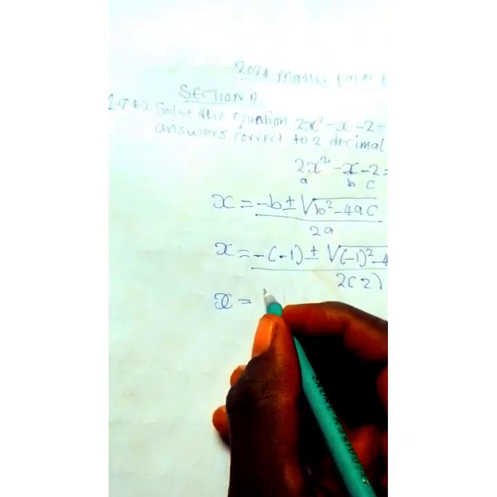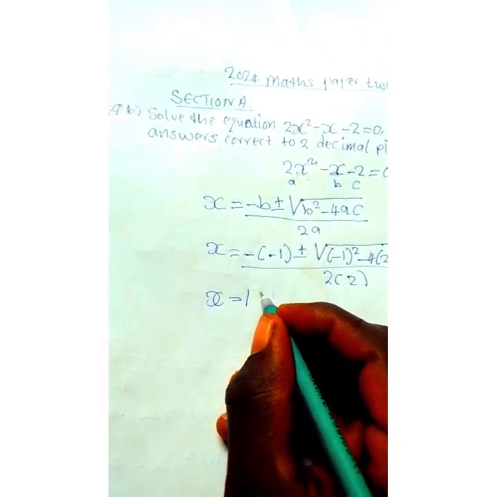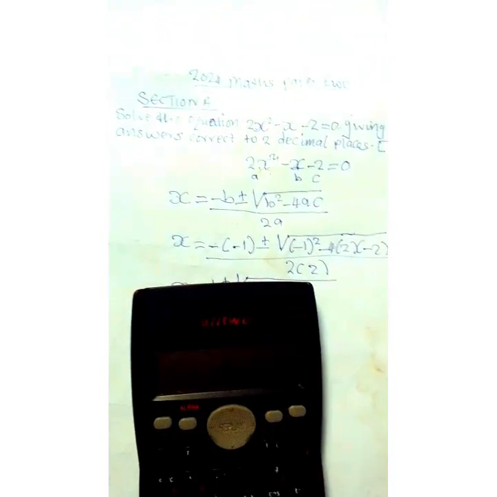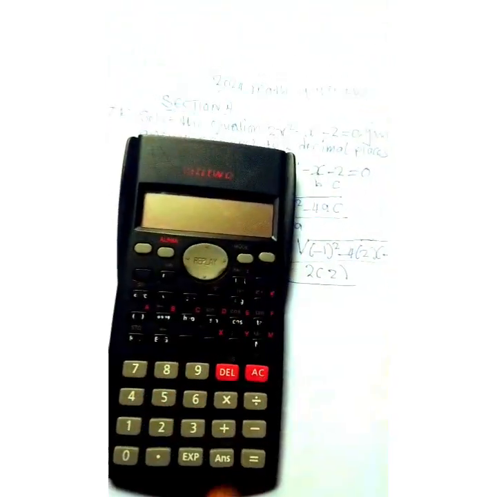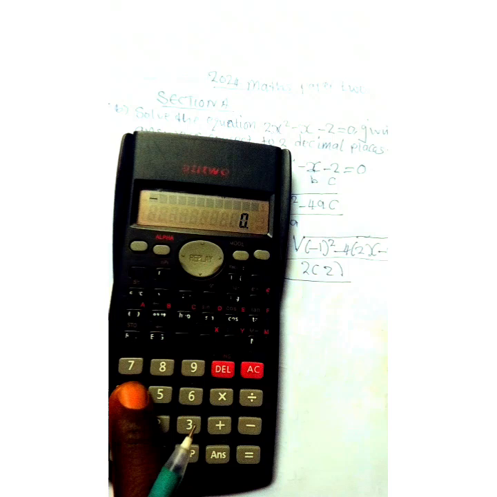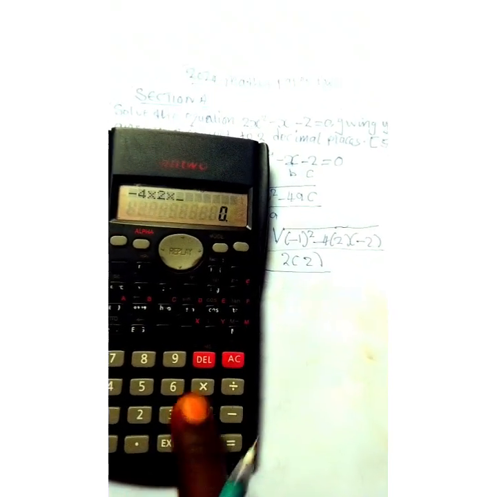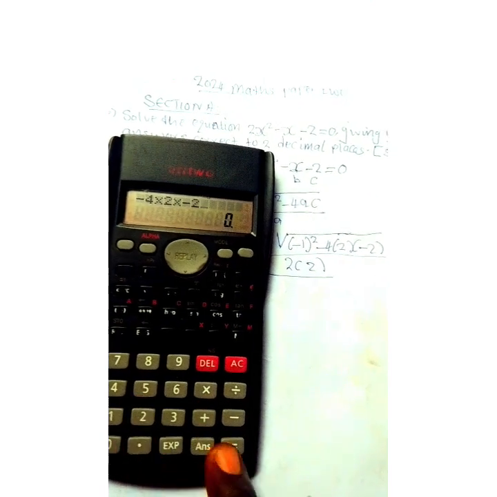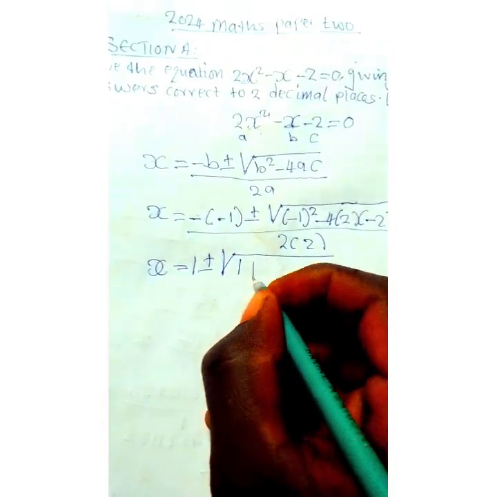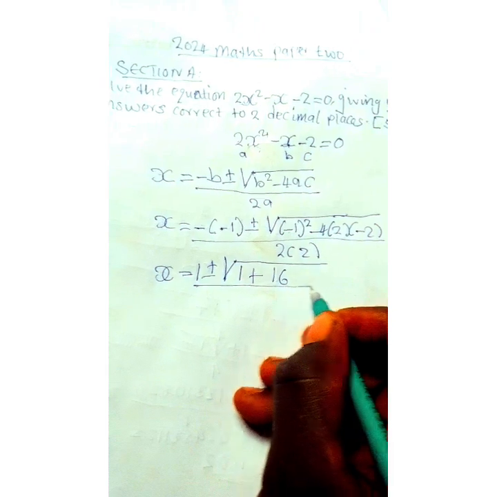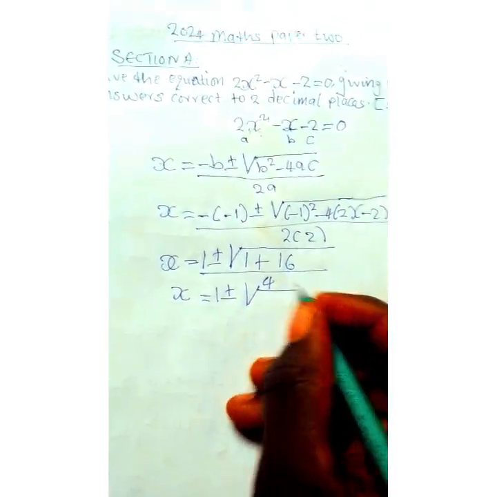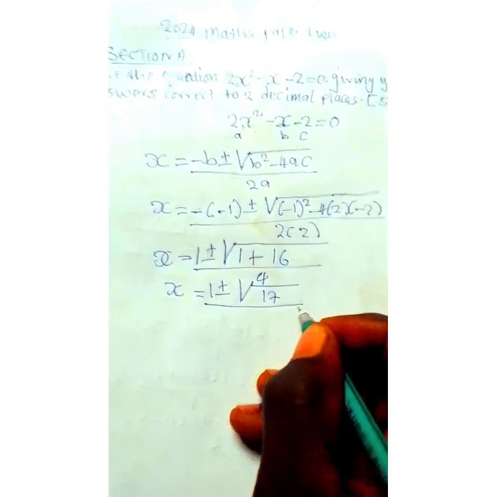So x is equal to negative multiplied by negative 1, which is positive 1, positive or negative the square root of negative 1 power 2, which is 1. So we're going to multiply. This is paper 2, so we're going to use a calculator. We punch in negative 4 multiplied by 2 multiplied by negative 2, which will give us 16. So here is positive 16, over 2 multiplied by 2, which is 4. So x is equal to 1 positive or negative the square root of 1 plus 16, which is 17, over 4.